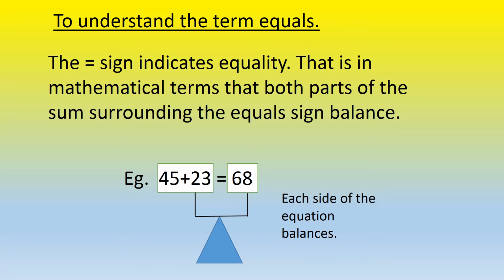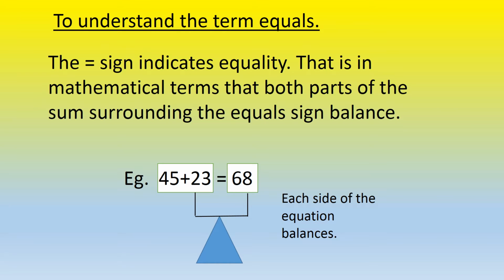Right, okay, it's always important to understand the term equals. I think you sometimes just take it for granted that it goes at the end of a sum, without thinking about the reason why that equal sign is there. The equal sign indicates equality, that is, in mathematical terms, both parts of the sum surrounding the equal sign balance. It means they've got to be the same, both sides.